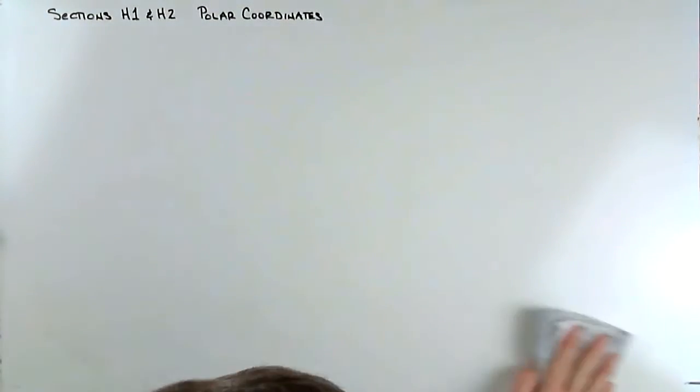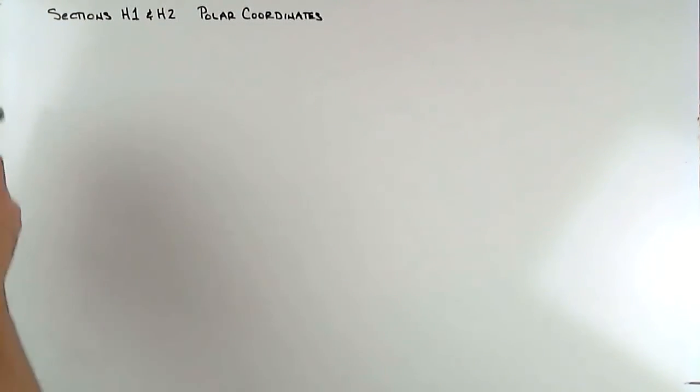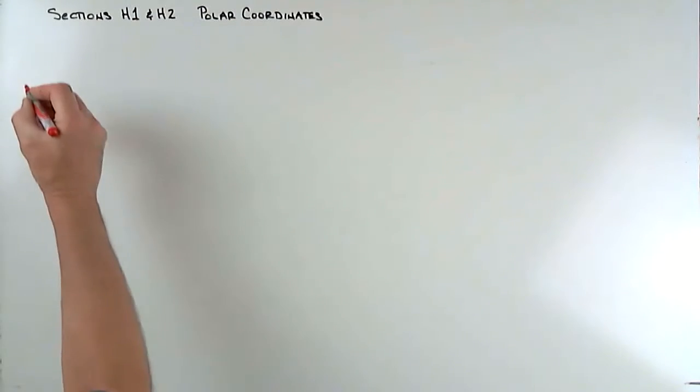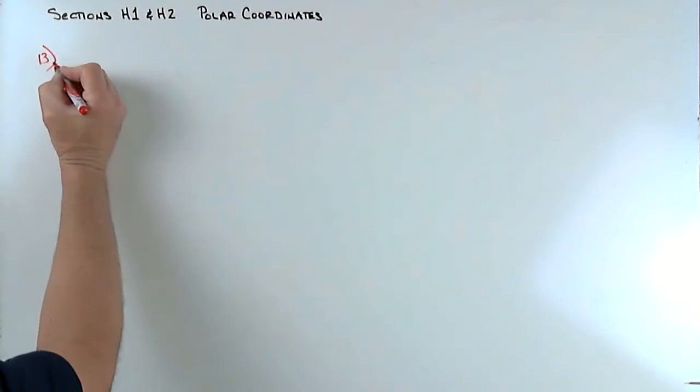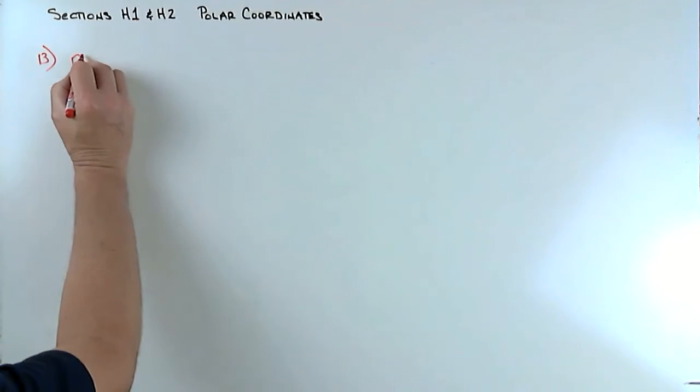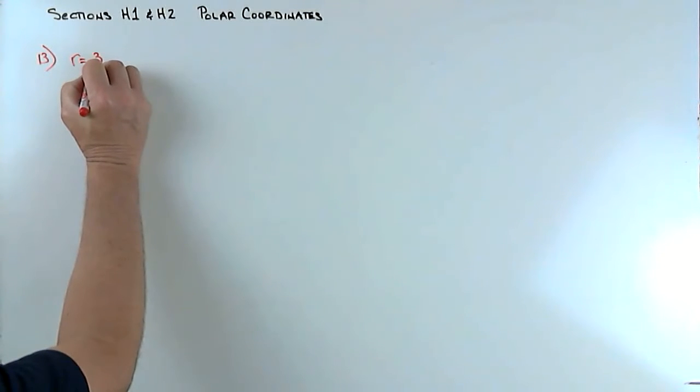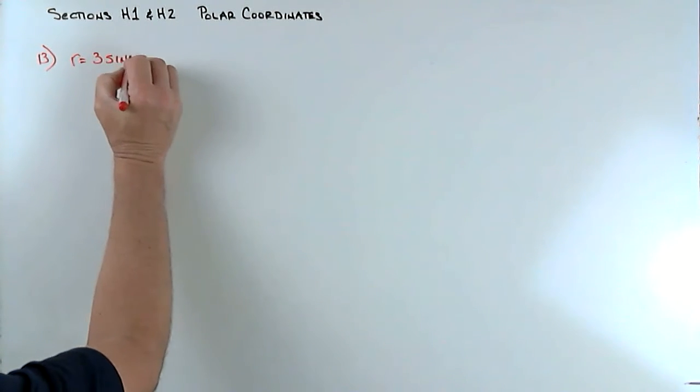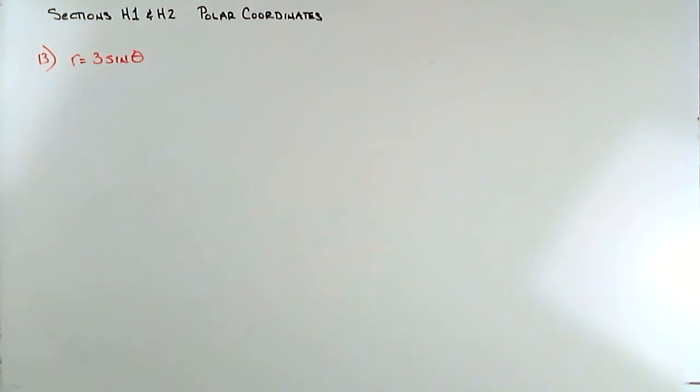They're kind of just intro questions to get us some degree of comfort. Now, question 13 says, identify the curve by finding the Cartesian equation for the curve. So in problem 13, they give us r equals 3 sine of theta. And they want us to identify the curve.